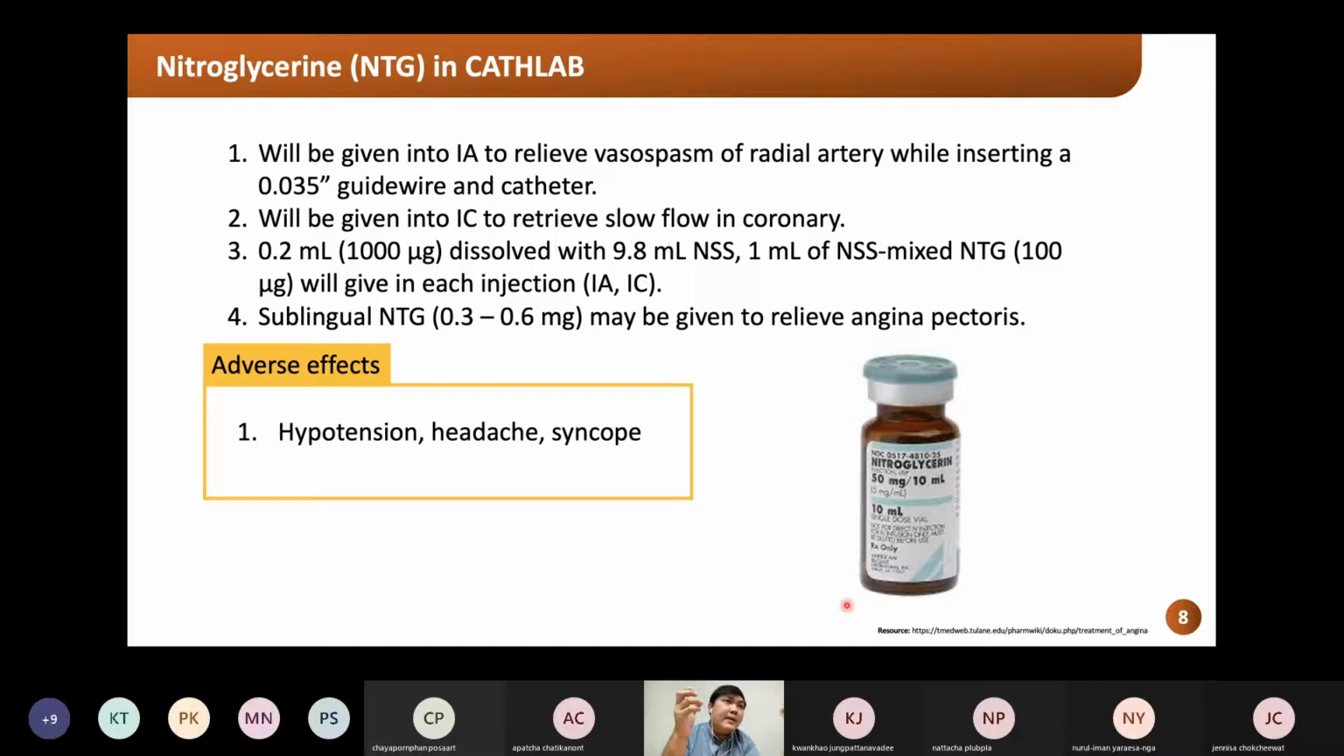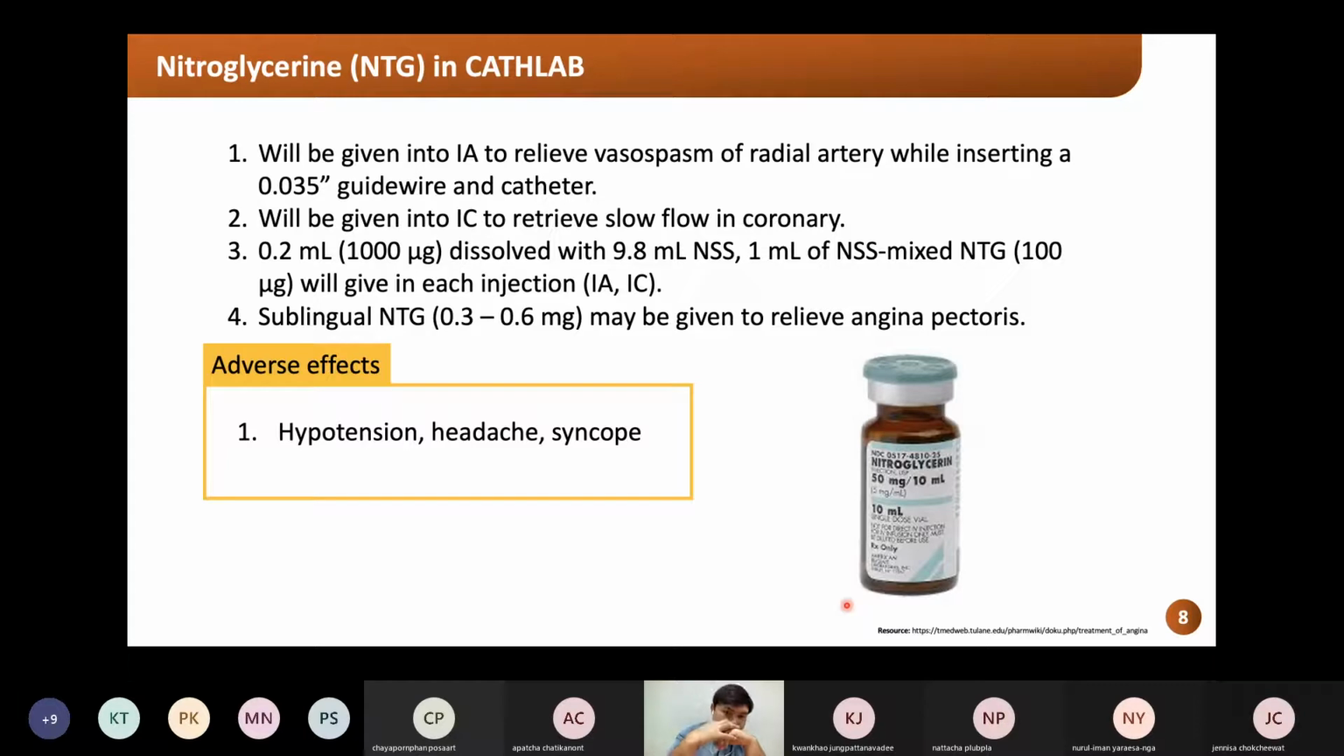In case the doctor looks at the image after giving the NTG and sees that the blood perfusion is coming back to normal, so that's it. There is no problem with that. But in case the blood perfusion in the coronary artery still looks slow, the doctor may make another decision to manipulate that vessel.